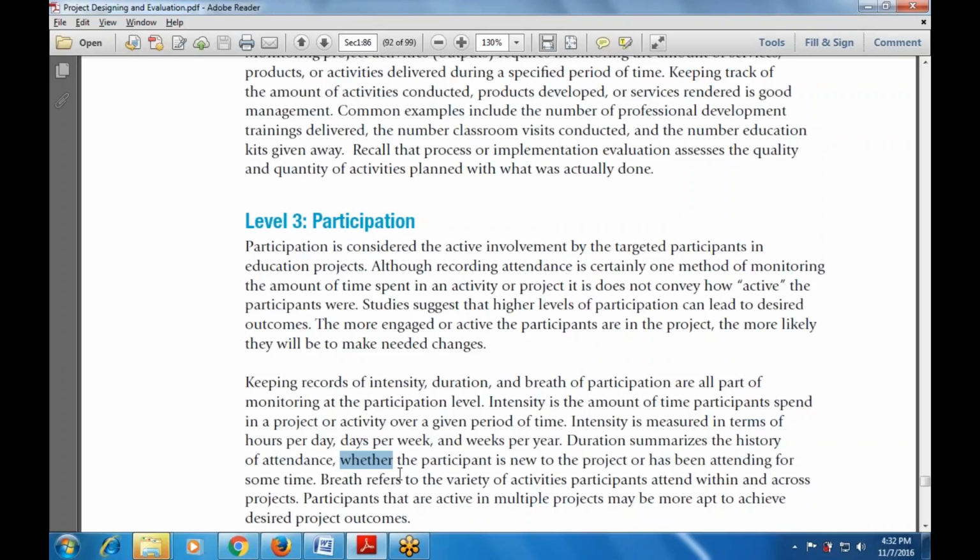Participants that are active in multiple projects may be more apt to achieve the desired project outcome. They are more keen to achieve the desired outcome. They are seeking out and adopting more and more activities to decide the project outcomes.